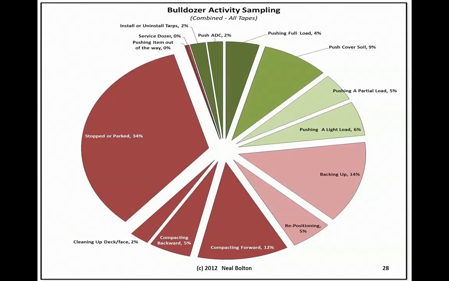Then as we get into lighter green, we see that sometimes the dozer is pushing a partial load or pushing a very light load, or backing up. Of course, there's some backing up required, but repositioning and compacting and trying to do other things that are not value added. What we find is that a very small part of what a dozer does is actually productive work.